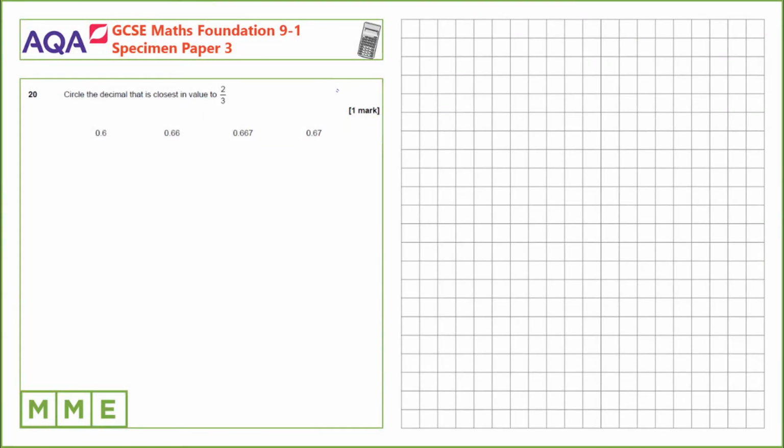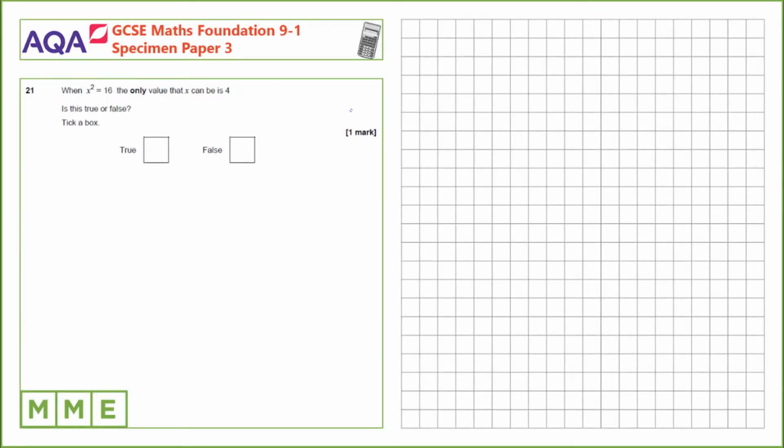Question 20. Circle the decimal that is closest in value to 2/3. 2/3 as a decimal is 0.6 recurring, so that will be 0.6666 going on forever. So we need to find the one that is the best approximation for this. This is simply to one significant figure. This is to 2. This is to 3 decimal places. And this is to 2 decimal places. So this one is the highest accuracy. It has the most decimal places represented. So that's the most accurate.